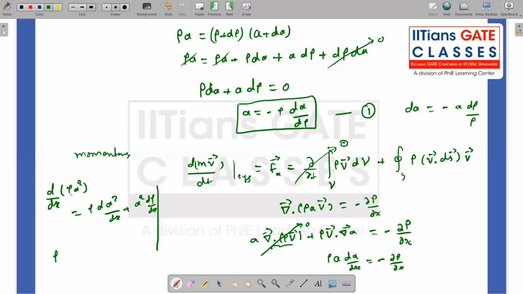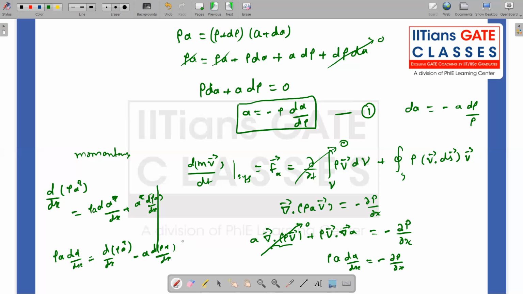Or what I can do, instead of rho a square, I can take rho a common over here, right? So rho a times dA by dx plus a times d rho a divided by dx. That's also fine. So rho a times dA by dx is nothing but d by dx of rho a square minus a times d rho a by dx.